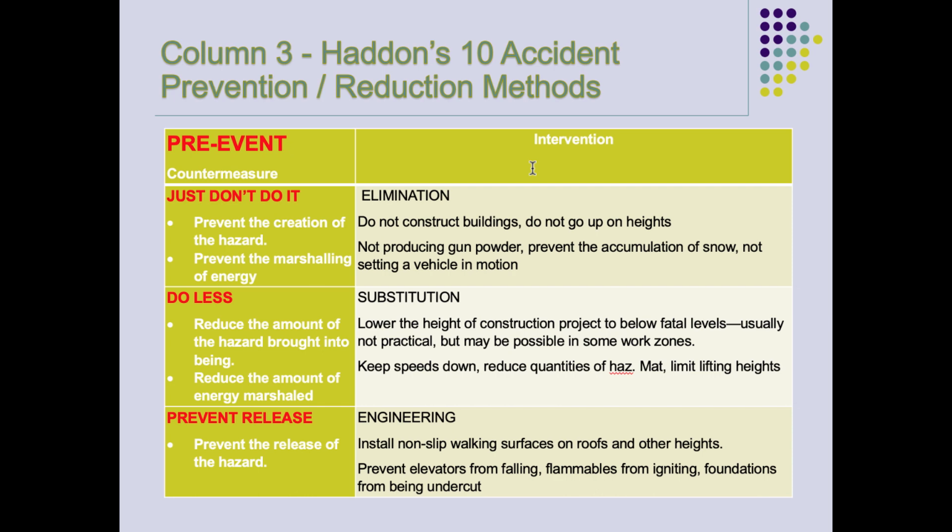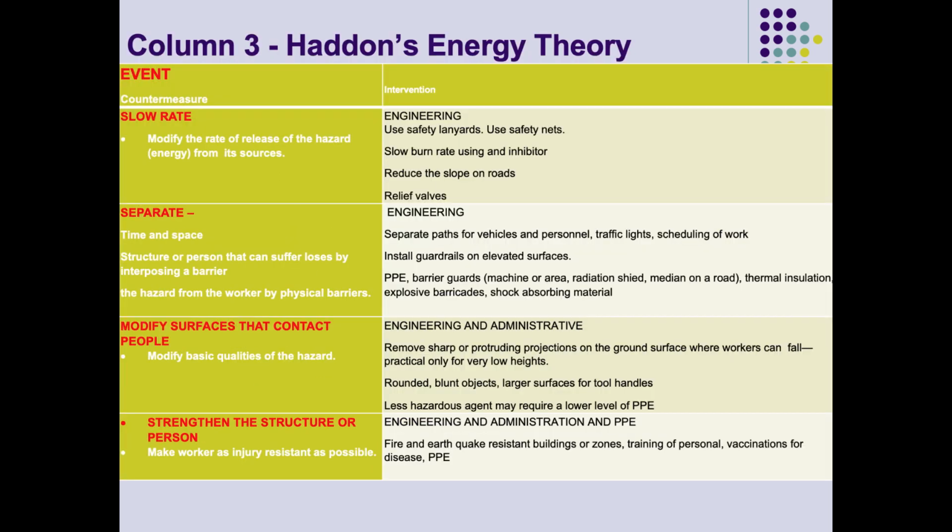And then prevent the release. So how can we stop the hazard from coming out and affecting us in our work environment? And then again, Haddon's energy theory, our event or our countermeasures: can we slow this release, separate by time or space, or separate by some kind of barrier that's put into place? And then training, or personal protective equipment, or all sorts of things can strengthen that work zone so that people are less likely to be injured if the equipment fails. And we're trying to take this tiered approach. So not one solution is the best solution. We put lots of things in place to prevent people from being injured.